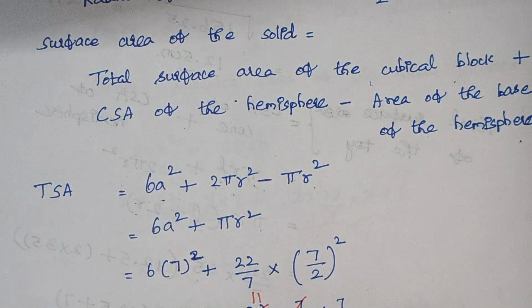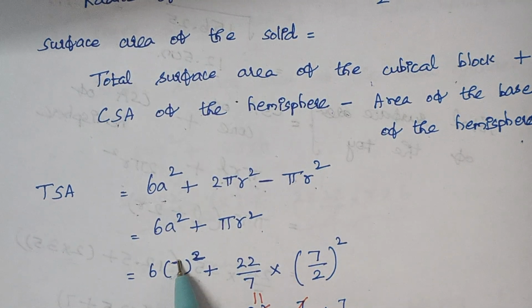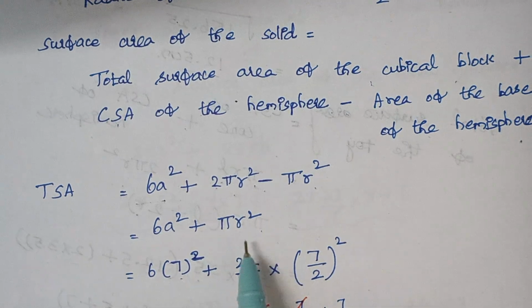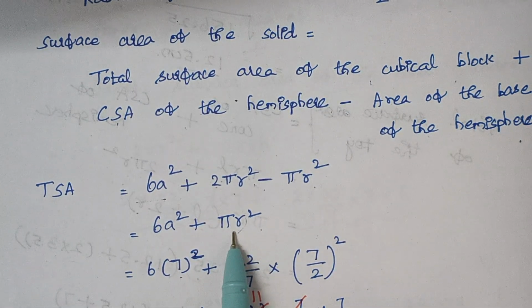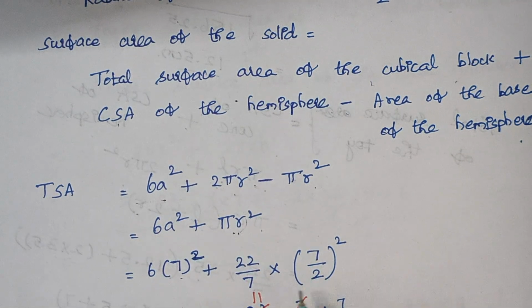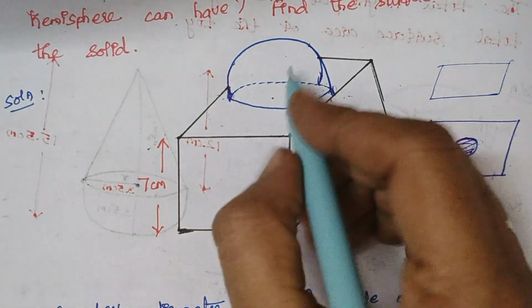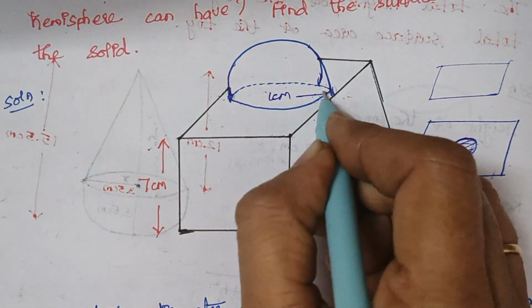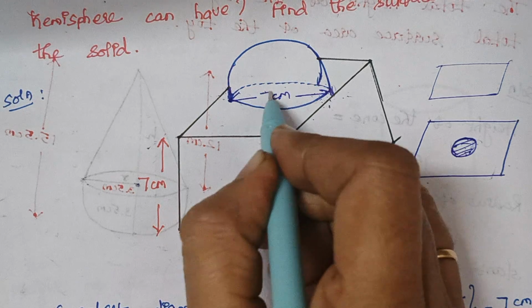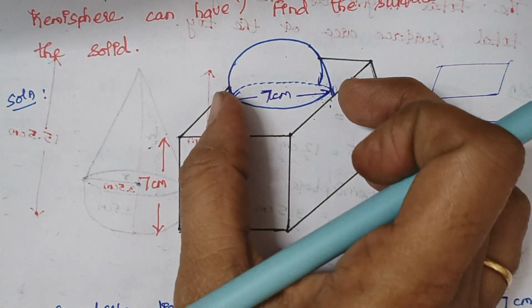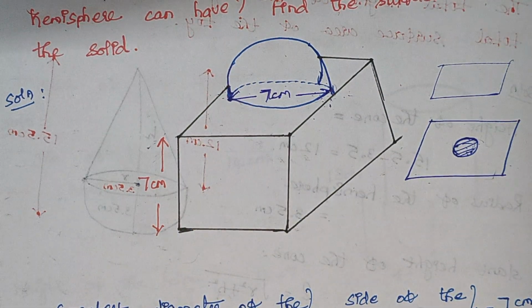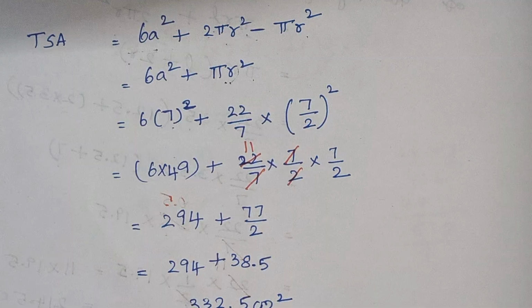Now just substitute the values. The value of the side of the cube is 7, and the diameter of the hemisphere is also 7. Therefore the radius is 7 by 2, because you see this total length is 7 centimeter. So this 7 centimeter is nothing but the diameter. Therefore for finding the radius you have to divide it by 2.